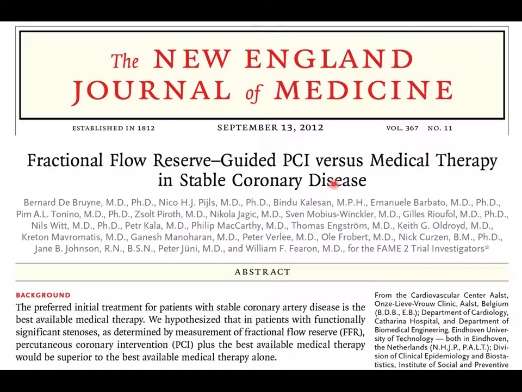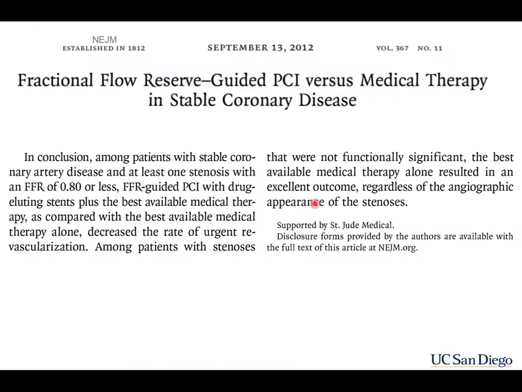It's called FAME 2. And let's see if I have the results. Yeah, it turned out that if the drop in pressure was greater than 20%, the patients who got the stent did not come back to the hospital for emergent intervention at the rate that the patients who got the drug therapy did. So the conclusion is, you should put a stent in those people, right?